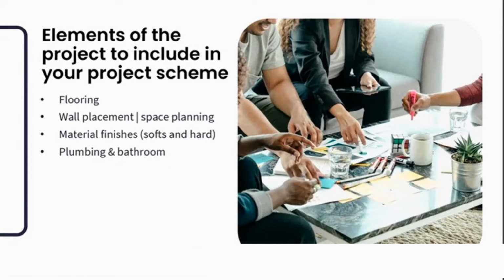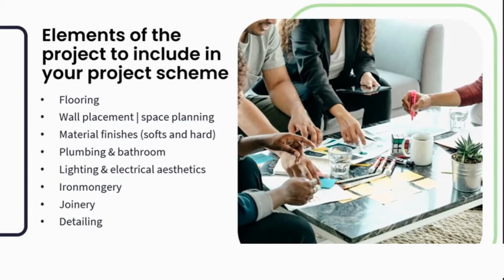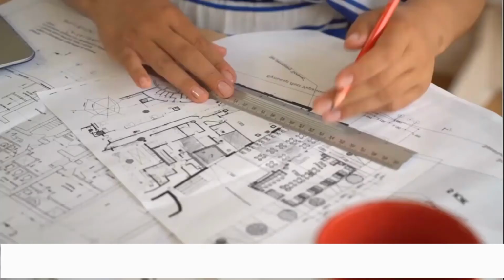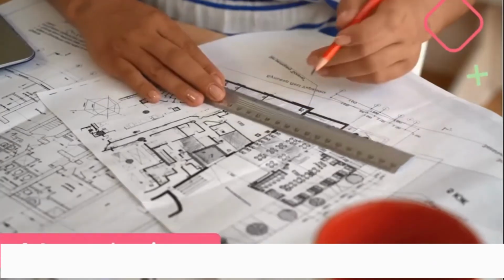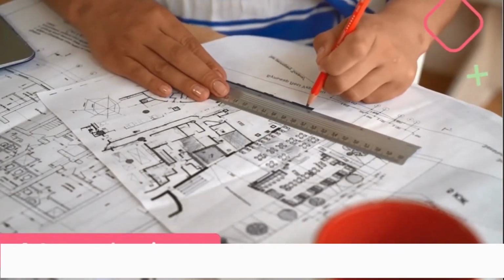I would also include everything I need to about the kitchen, the bathroom and surfaces as well as accessories in these areas. I would include lighting, electrical aesthetics, as well as ironmongery, which is your handles and joinery. I would also include aesthetics such as artwork and any other detail relating to this project. So now we know what elements of the actual space need to be looked at during the project scheme.